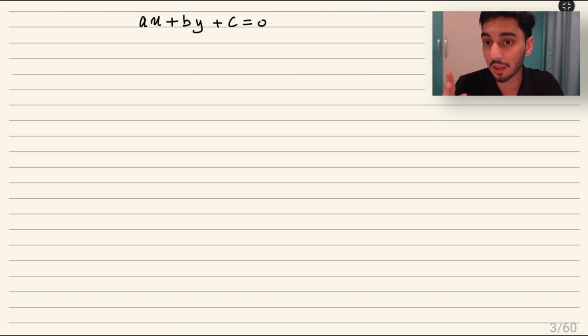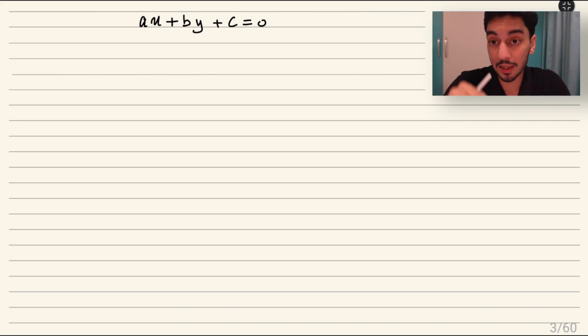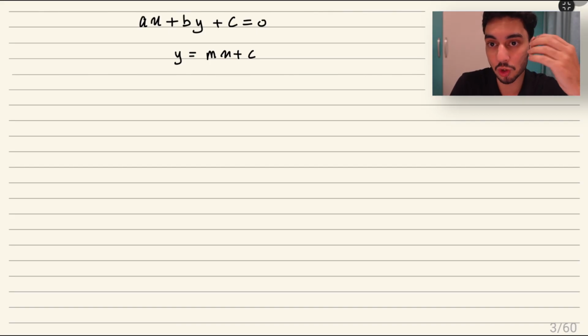What are x and y? X and y are basically the variables of the x and y axis. Now I can keep my equation of a line in this format, or I have another format, which is y is equal to mx plus c. Now in your examination, you could be asked to report the equation of a line in either of these two formats.